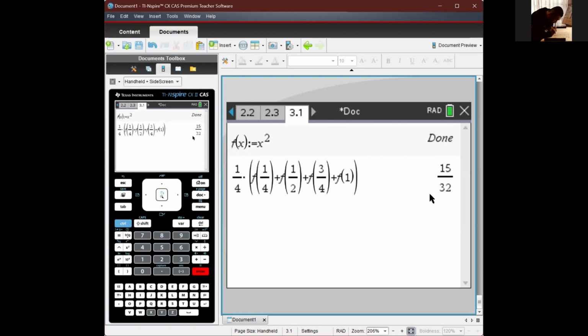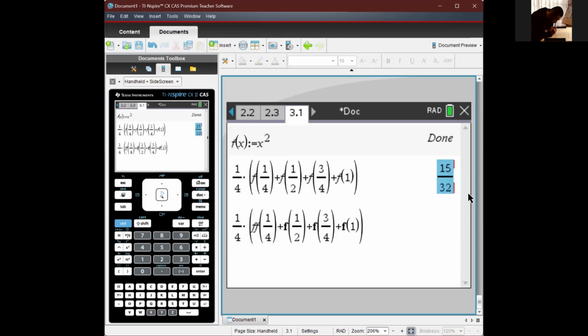By the way, if the question said using trapezium estimate, then you can modify your working as follows. This is the answer to the original question, okay? 15/32. So what I'm saying is, hypothetically, if the question says use trapezium estimate with 4 strips to estimate the area under the curve from 0 to 1, then you can type it like that.